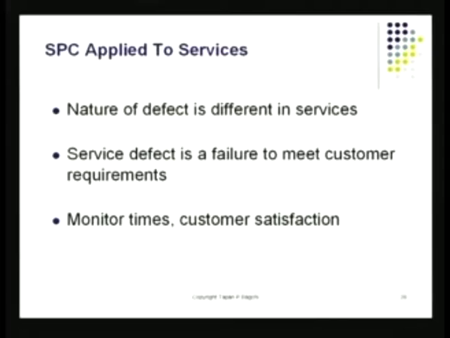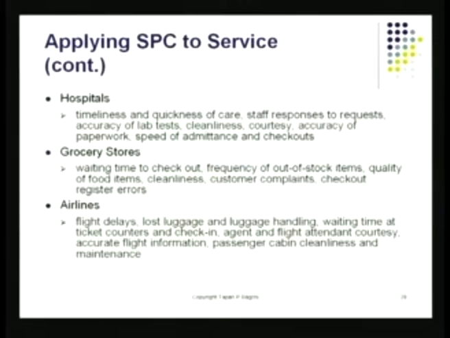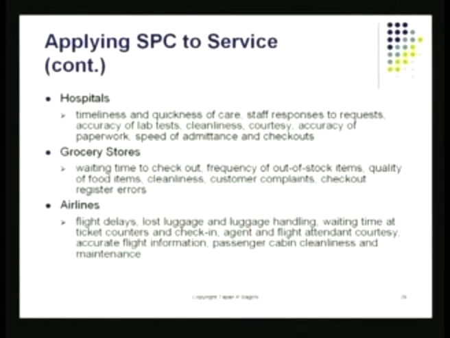The nature of defect, of course, is different with services. These are not dimensions, these are qualitative many times. They are assessed differently. You look at some of the examples there. For a hospital, it could be the timeliness and the quickness of care. You came to a facility where they provide treatment, and it turns out that the timeliness and the quickness is not there. This happens sometimes in healthcare systems. Staff responses to different requests that you might be making may also not be there. Lab tests may not be accurate, cleanliness may not be there, courtesy may not be there, accuracy of paperwork may not be there, and so on.